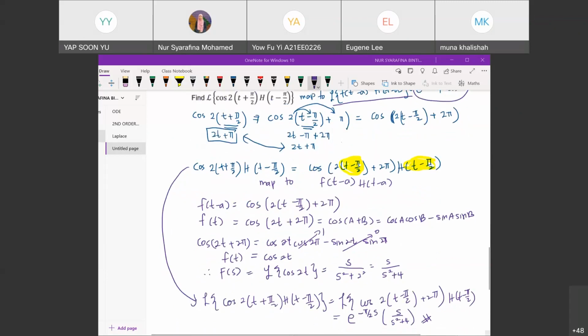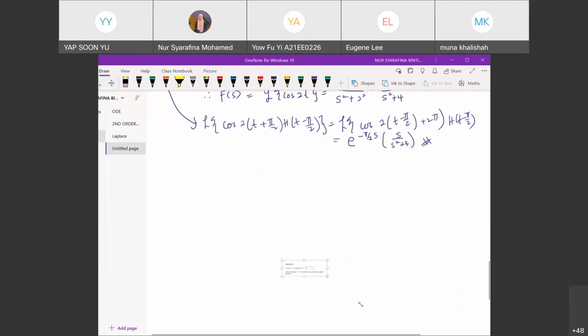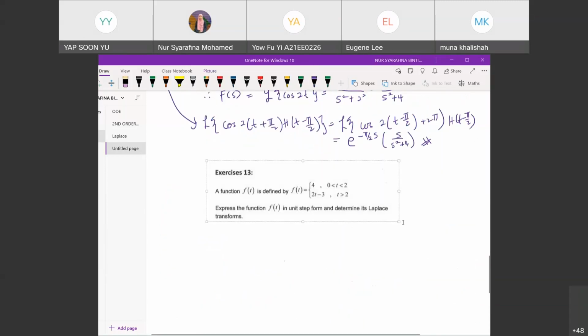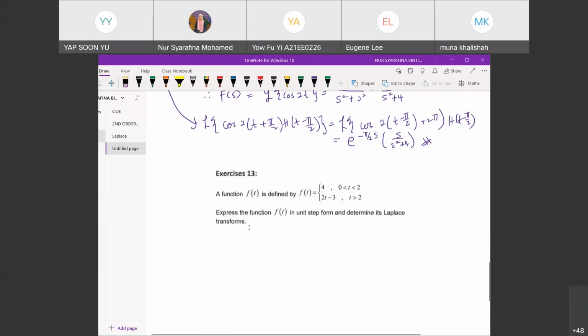All right, let's try another example, which summarizes the topics that we have learned so far. Okay. You have this piecewise function, express the unit step function, and determine its Laplace. Okay, try.